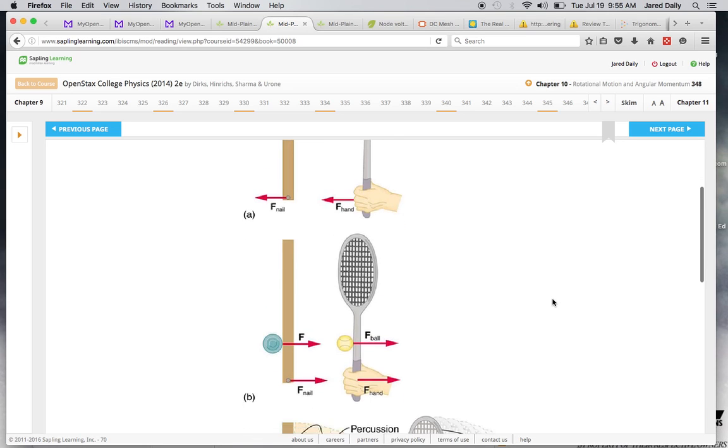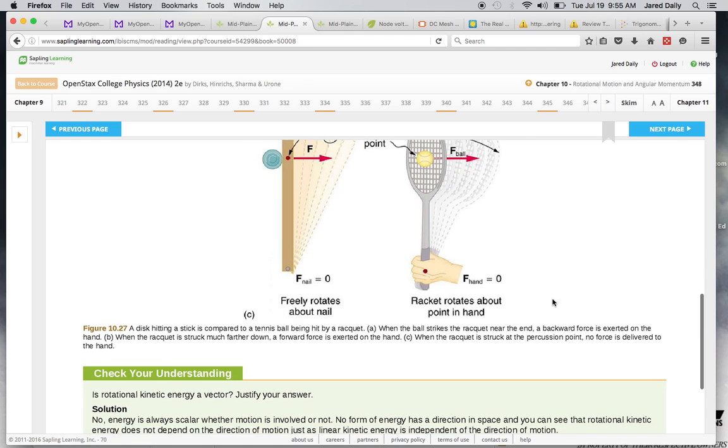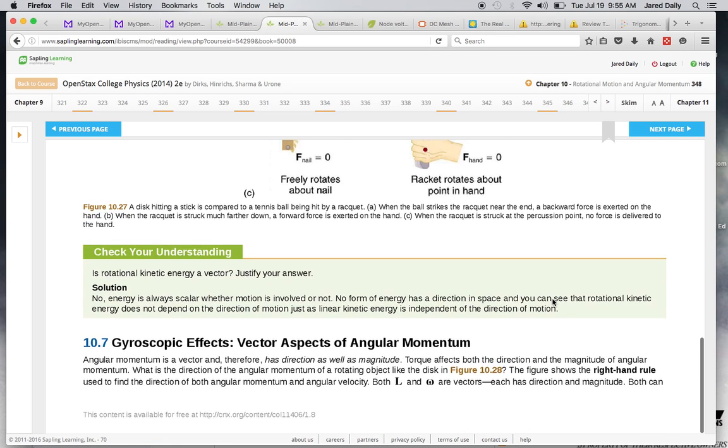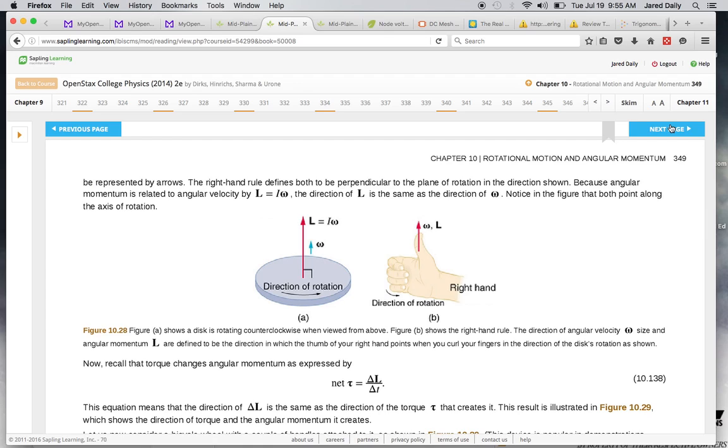It can even break the bat or the racket. In fact, there's kind of this sweet spot where it's supposed to hit right in the middle. So it rotates around your hand. It doesn't jar your hand too much. In this last section, we're going to talk about the direction of the angular momentum.